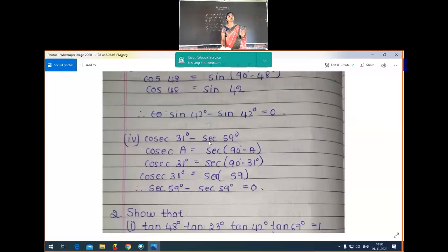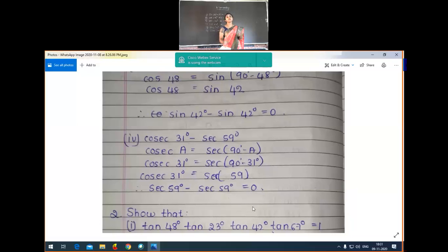So here we are going to fix this secant 59 as it is. So we have to change this cosec 31. Cosec A is equal to secant of 90 minus A. Therefore, cosec 31 is equal to secant of 90 degree minus 31 degree. Then cosec 31 degree is equal to secant 59 degree. Then substitute cosec 31 as secant 59. Then secant 59 minus secant 59 is equal to 0. Is that clear, students?